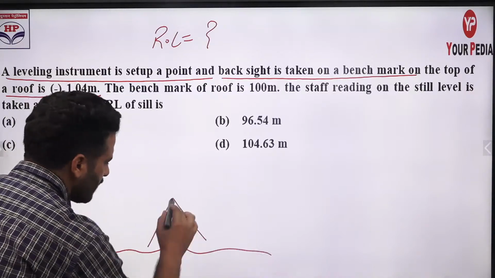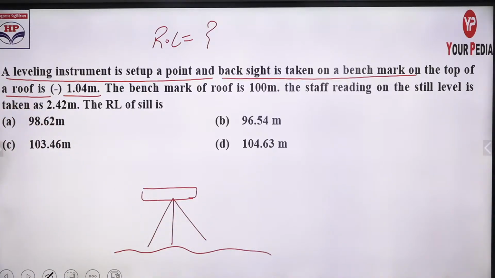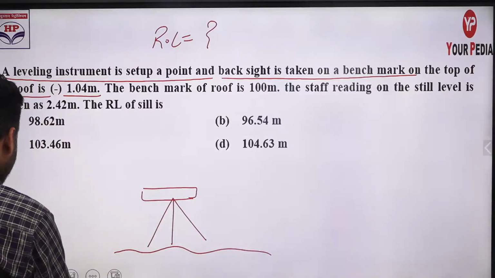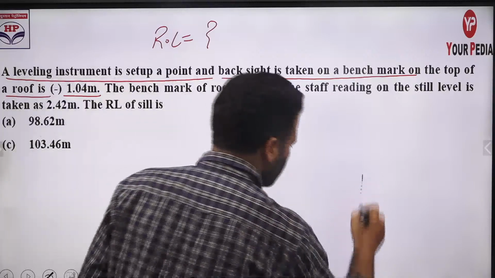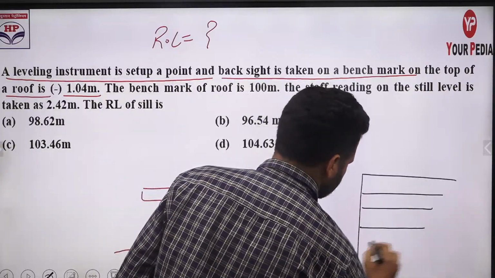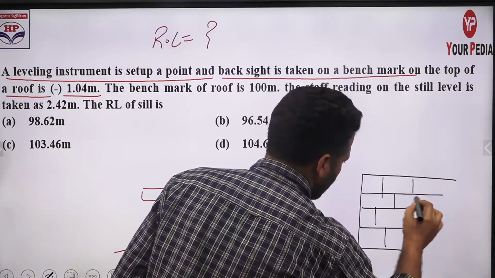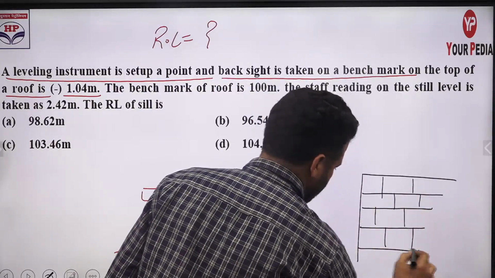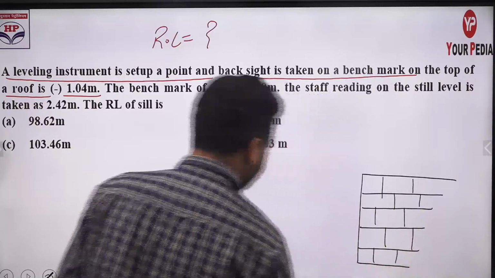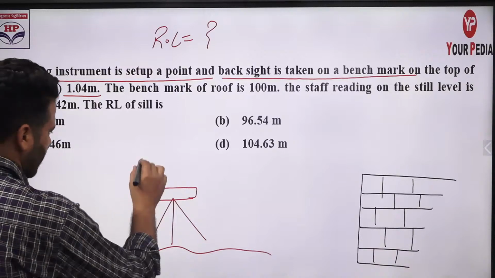Suppose here we have this instrument, let it be an auto level or dumpy level. And here we have a building like this one. What I draw here is brick masonry work. So in the question, a level instrument is set up at a point. This is your level instrument.